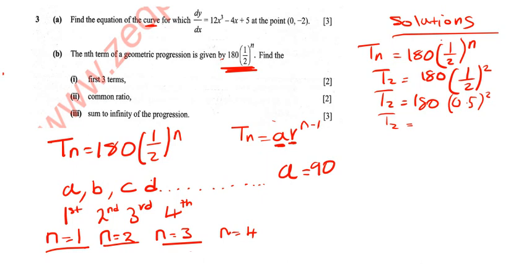So you say 180 multiplied by 0.25. T2 equals 180 multiplied by 0.25, which is 45. So you have your 45 there. This is your second term. So you can even say b is equal to 45. And then you proceed.